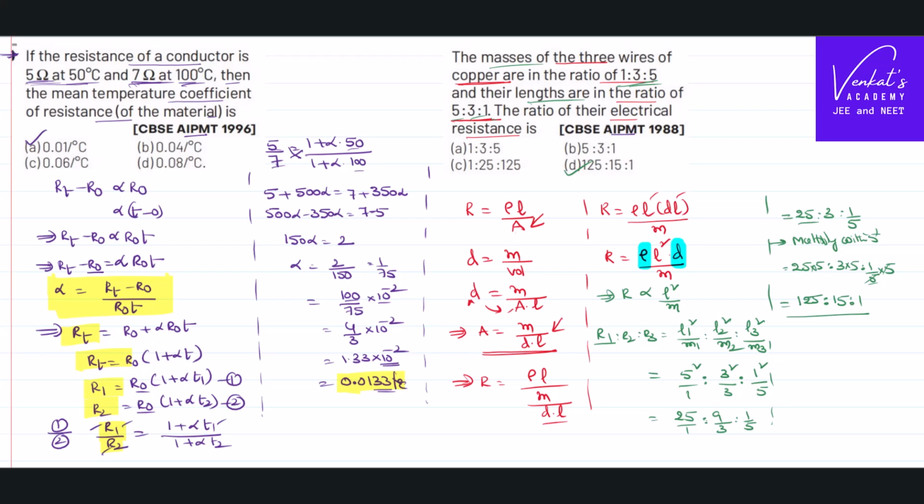This is how we solve this problem. These are simple problems, we just need a basic understanding that resistance in its regular format has to be modified into terms of mass, because the data is given in terms of mass. Once you understand that, solving it is quite easy and you can get the answer easily.